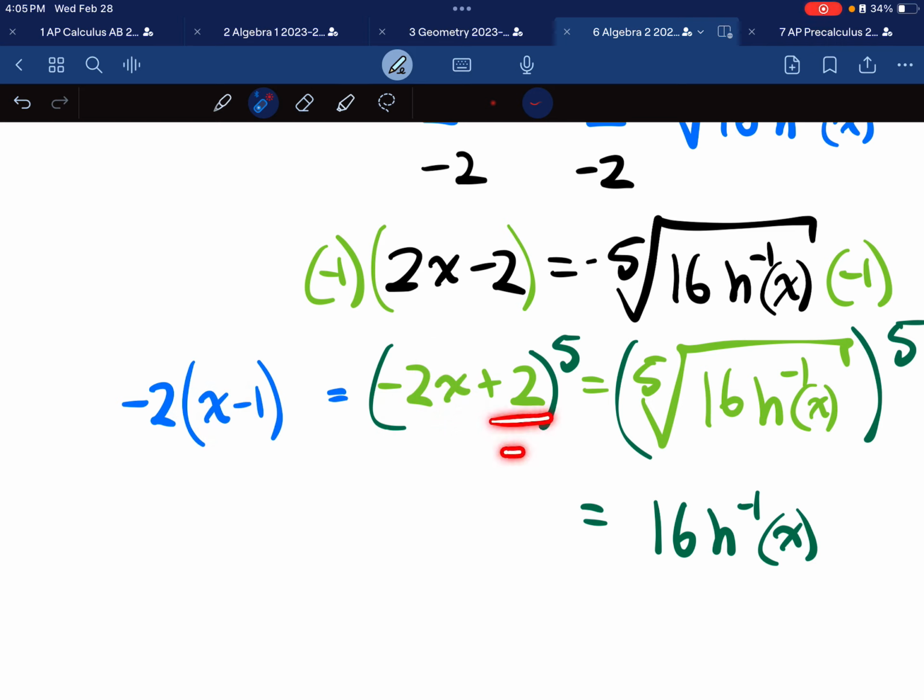If I divide this term by negative 2, 2 divided by 2 is 1, and then positive divided by negative is a negative. So left over is an x minus 1. And this entire quantity is to the power of 5. Why would I do it this way? Because watch what's going to happen.